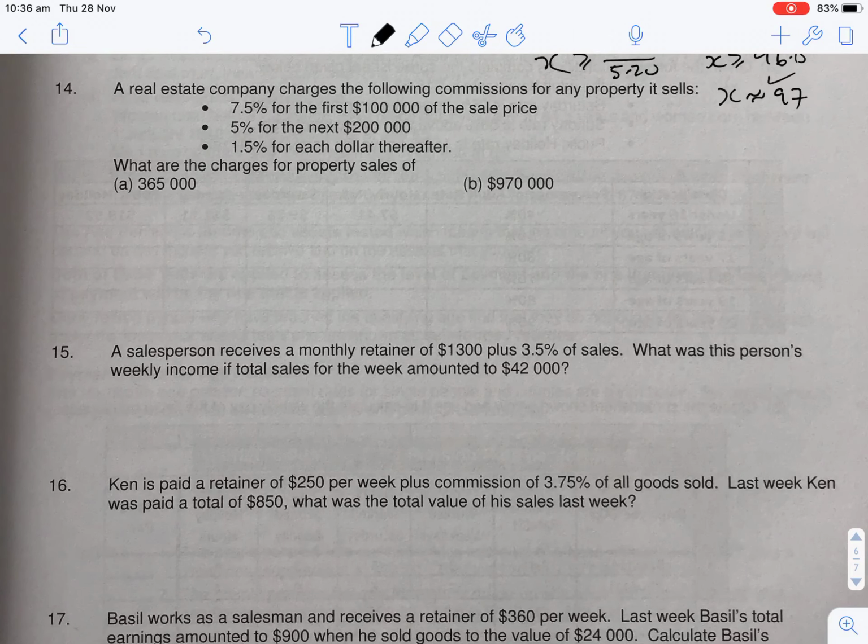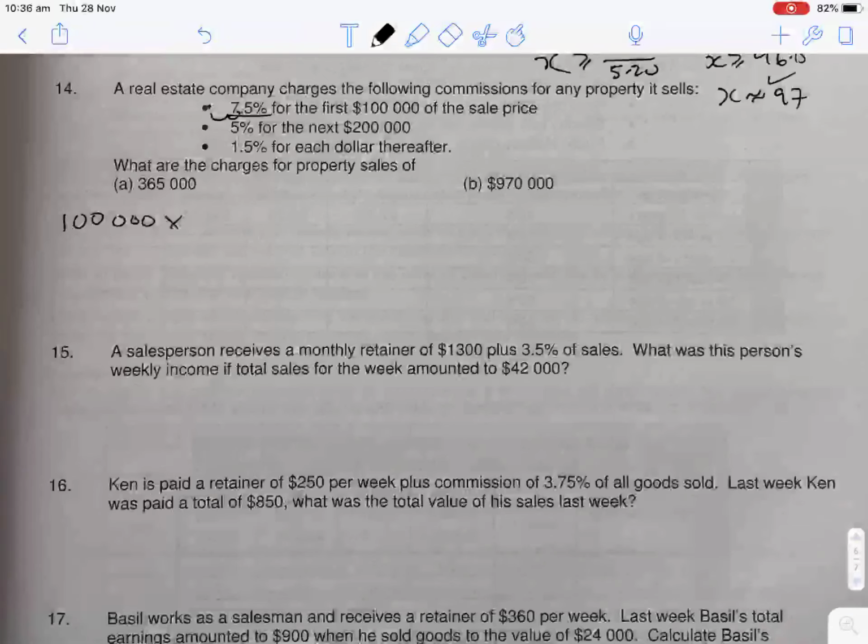In this case, for the first one, we've sold a property worth $365,000. So for the first 100,000, we're told that we're going to get 7.5%. So we'd be going 100,000 times 7.5%. Now that needs to be converted to a decimal. So don't forget you're dividing by 100 to convert your percentage to a decimal. 100 has 2 zeros, so we're moving that decimal 2 decimal places, which will give us 0.075 as the number that we need to use to multiply.